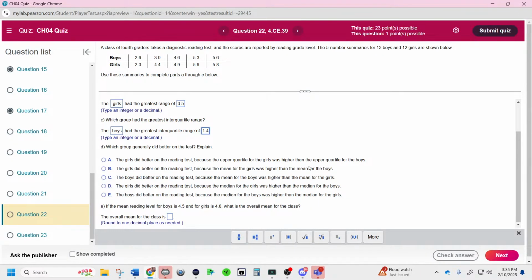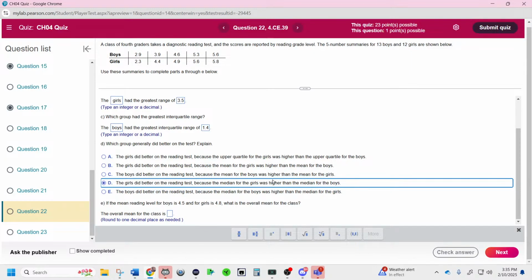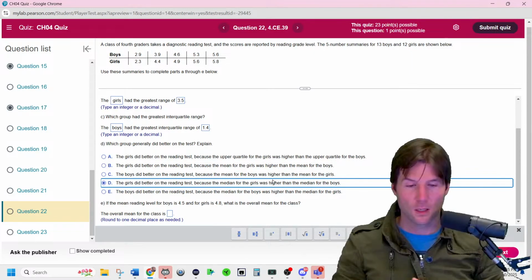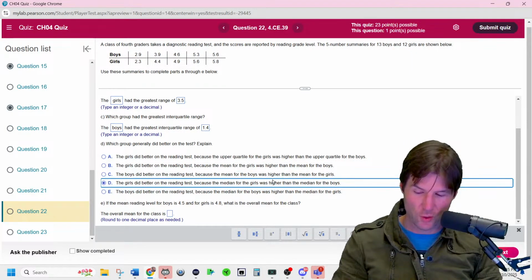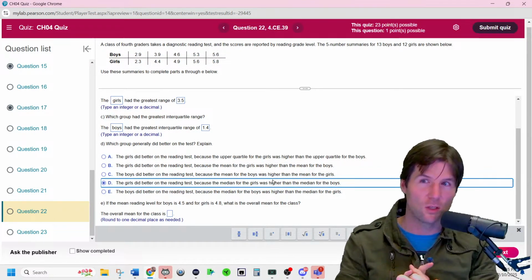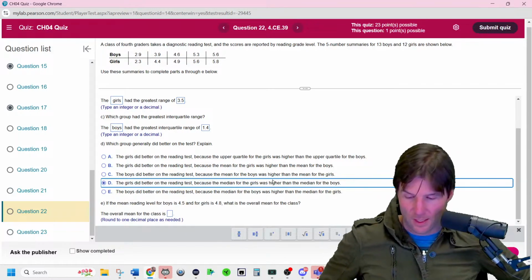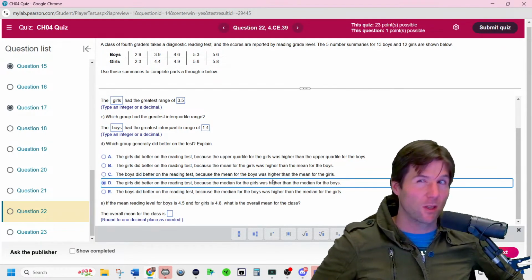Which group generally did better? Well, we could look at the medians right here, because that's what box plots or 5-number summaries analyze. The girls generally did better because their median is higher. Now, here's the one people get stuck on. So what is the answer to this? Do you know what the answer is? It says 4.5 is for the boys and 4.8 is for the girls. I'm going to tell you the quick solve for this.